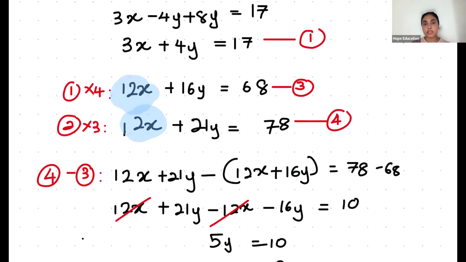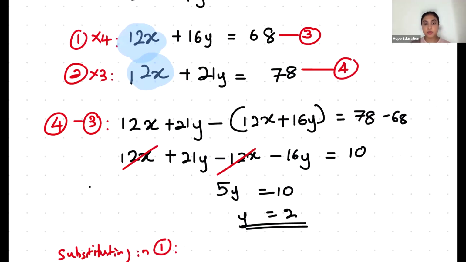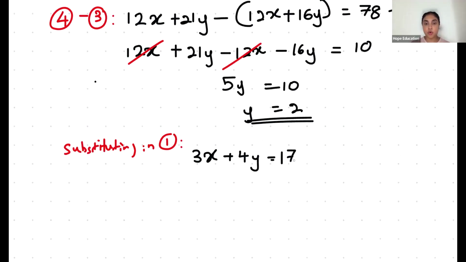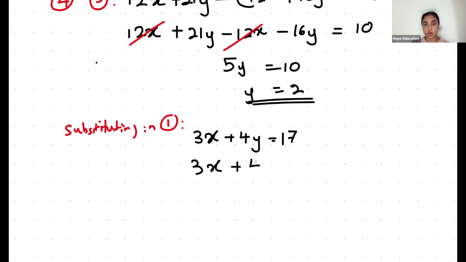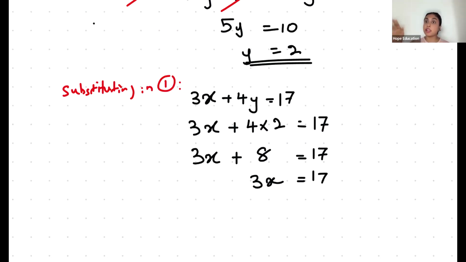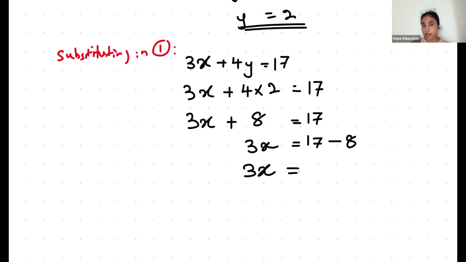3x plus 4y equals 17. So 3x plus 4 times y, now y is 2, equals 17. So 3x plus 4 times 2, which is 8, equals 17. 3x equals 17, and this 8 I bring to the other side, so it becomes minus 8. So 3x equals 17 minus 8, which is 9.